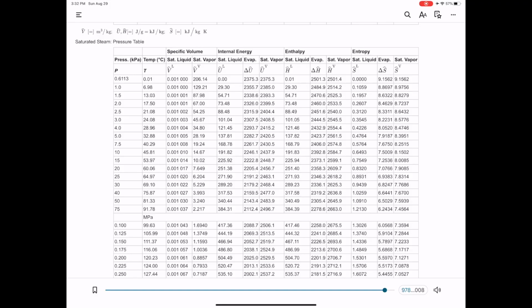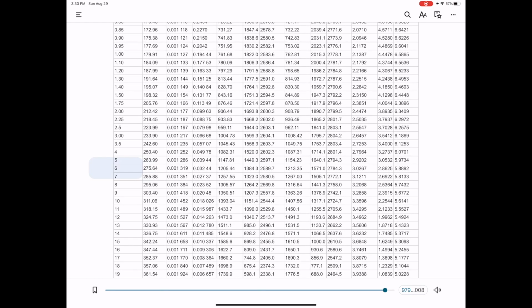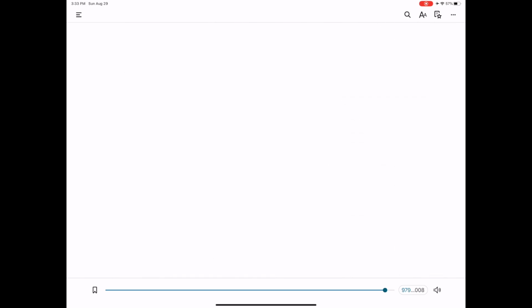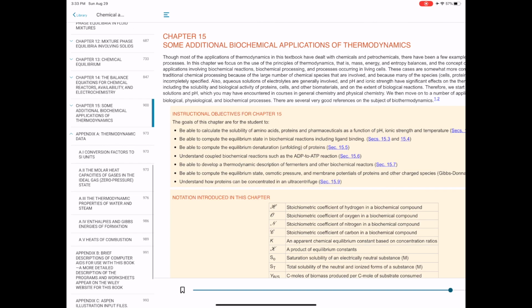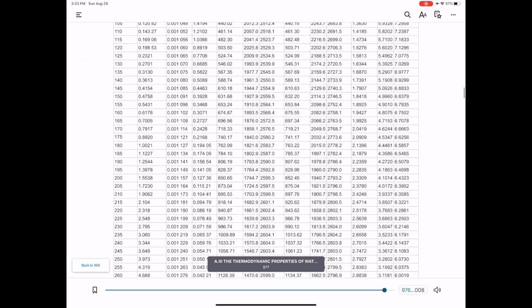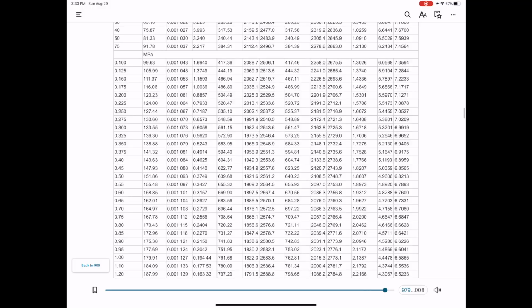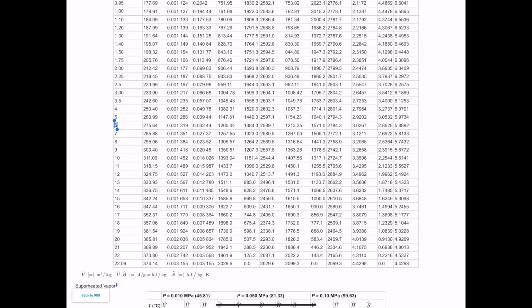But we could figure that out really quickly, and so what we could do is we could go to the saturated steam table. We're going to look at the table in which pressure is the independent variable. We go to the column in which the pressure is equal to 6 megapascals, and we could look at what the boiling point temperature or the saturation temperature would be.